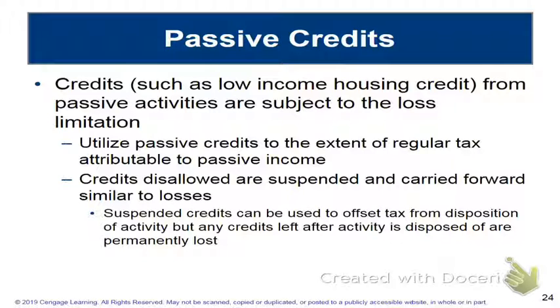So I just added that little word, such as low-income housing credits, from passive activities are subject to loss limits. So if you're getting credits for things like low-income housing credit or rehabilitation credits on your taxes, they're going to be subject to loss limitations. You can't get a whole bunch of those credits. You utilize the passive credits to the extent of regular tax attributable to the passive income. So you can use them, all right, as much as you could. The credits that are disallowed are suspended and carried forward.